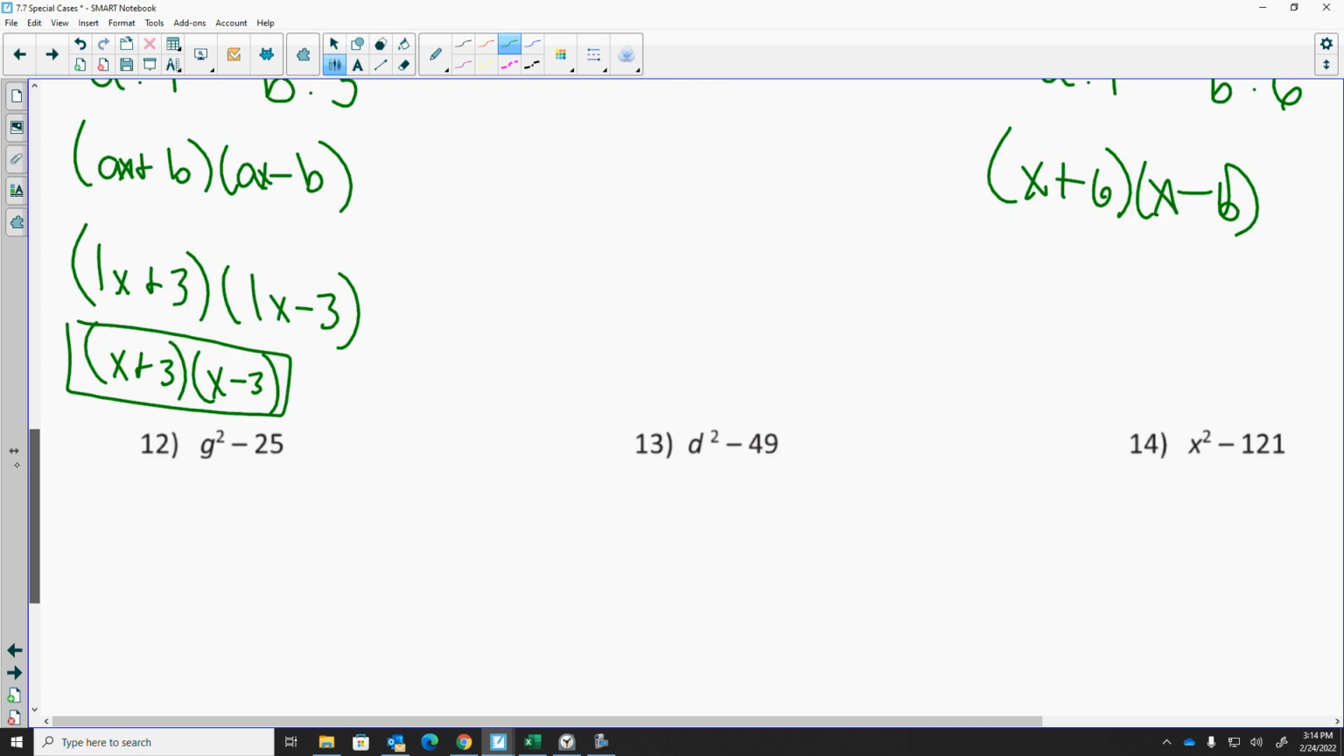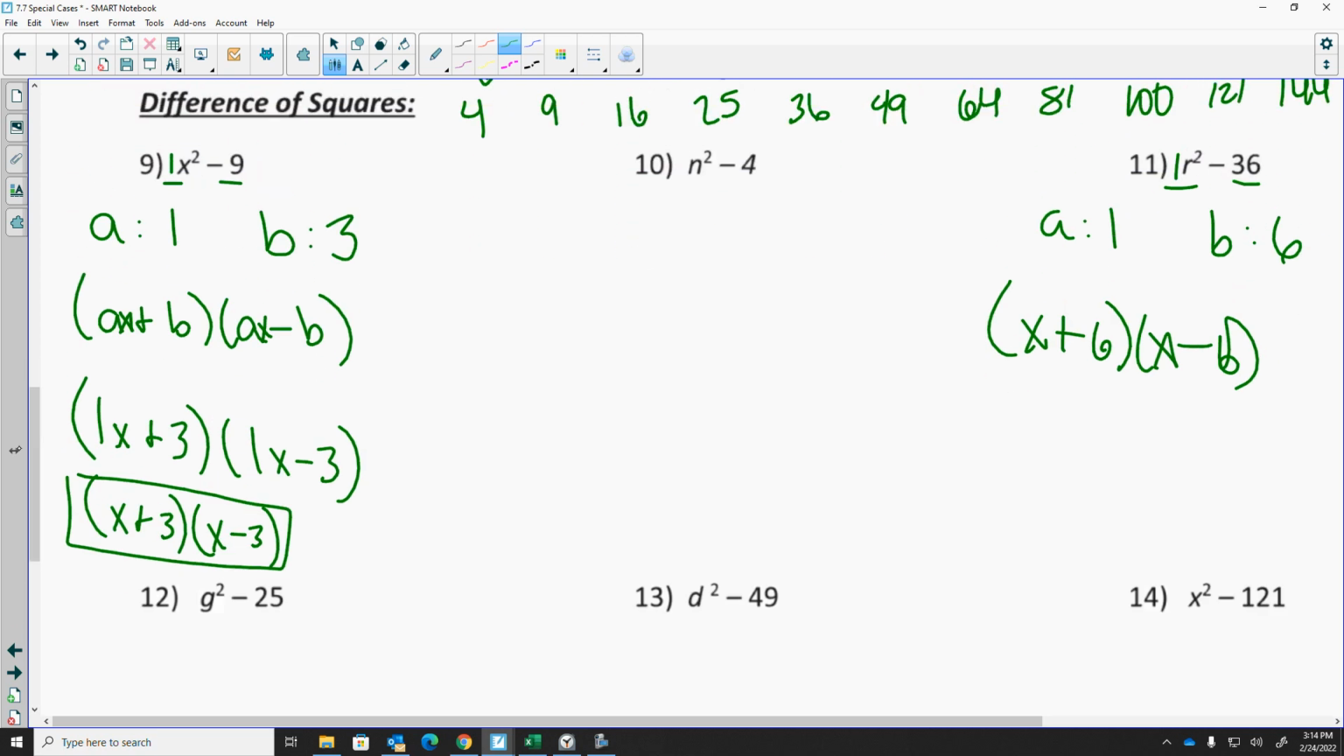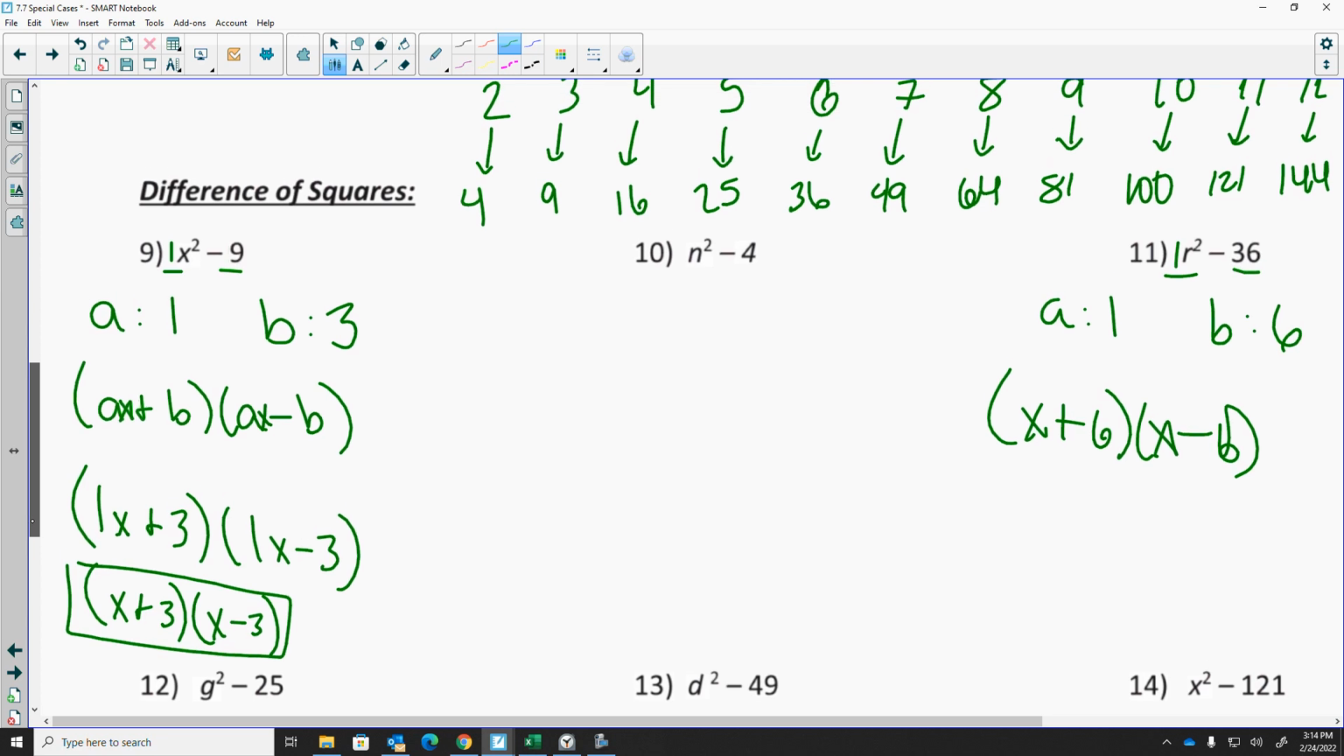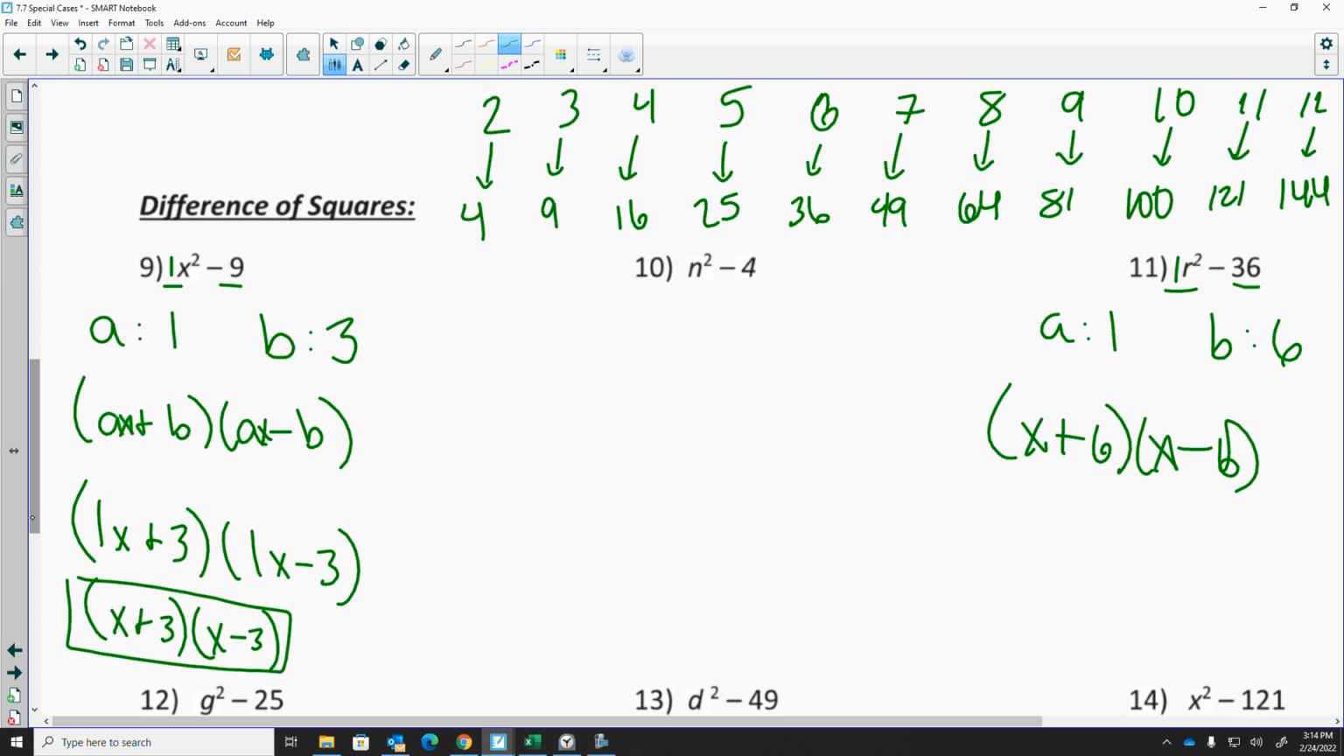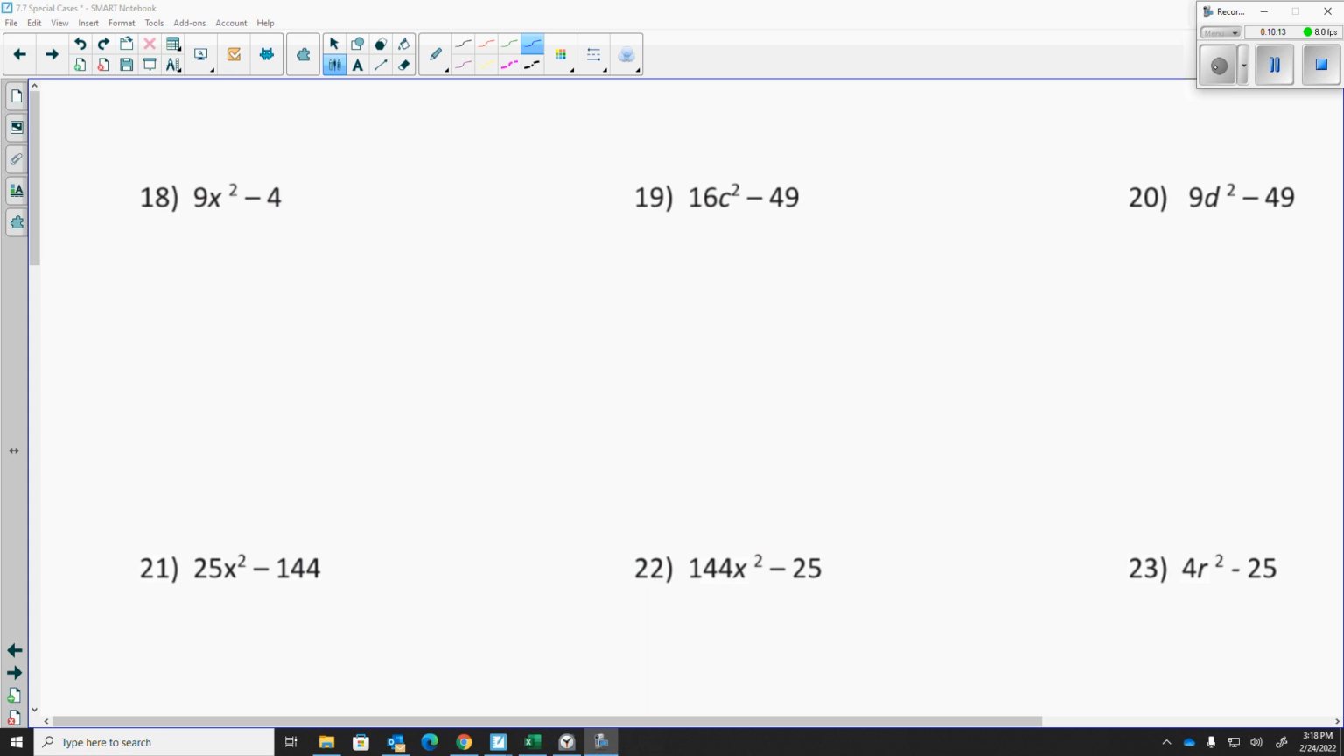Okay, why don't you try some of these other ones on your own? Ready, set, go. Okay, so these ones look a little bit different because now there's a number in front, right? It's not 1. So do the same thing, though. Look at that number. What is the number? 9. What's the square root of 9? 3. So now a is 3.